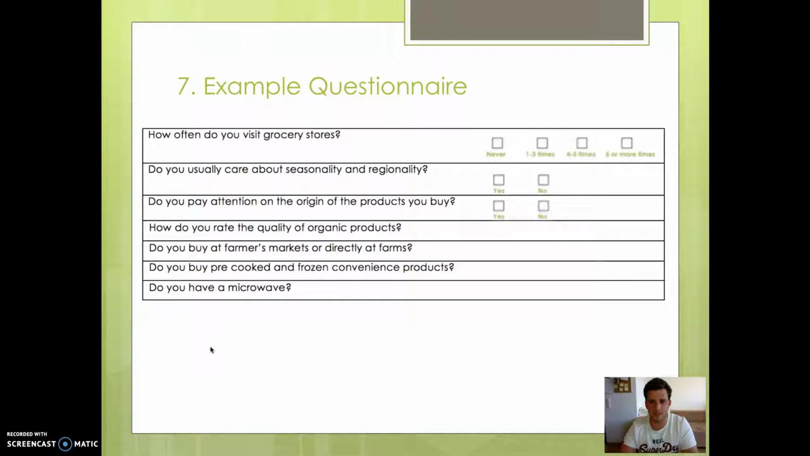Here I provide you with an example questionnaire that I will ask to the consumers. For example, I will ask them how often they visit the grocery stores. They have then some answer options. I will also ask them some yes/no questions, for example, if they pay attention to the origin of the products they buy, or if they have a microwave or not, which gives me a lot of insight on if they use a lot of convenience food that is frozen or if they really cook fresh.